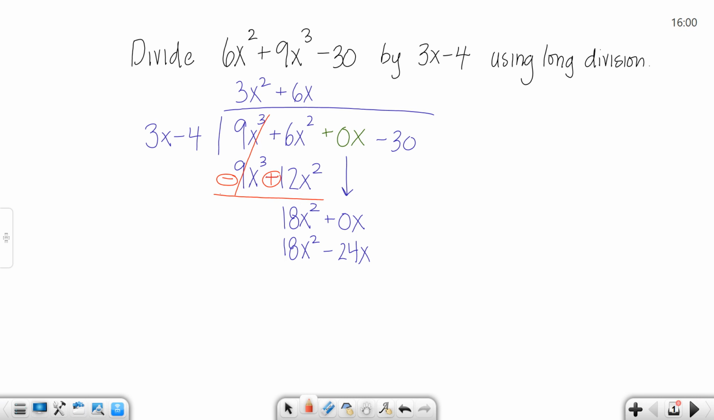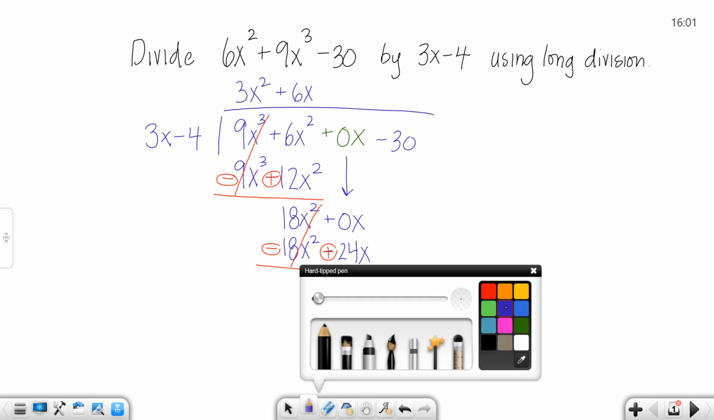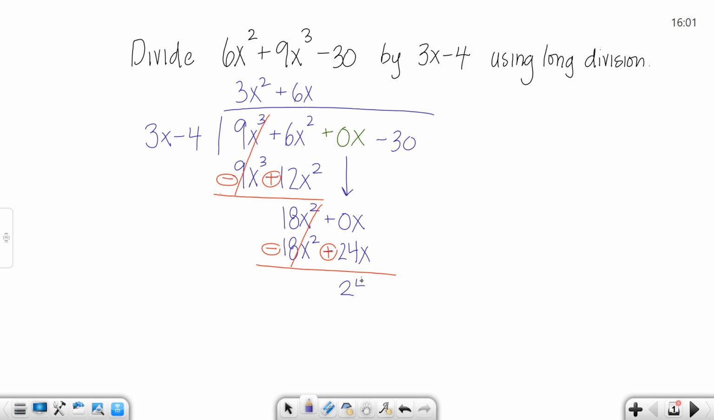Now then, I have to subtract that bottom row. Well, subtracting is the same thing as changing the sign. So when I draw the line, I change the sign. The 18 becomes negative. Changing the sign of the 24 makes it positive. Your 18x squared cancels out. And this gives me here a 24x. Bring down the minus 30.